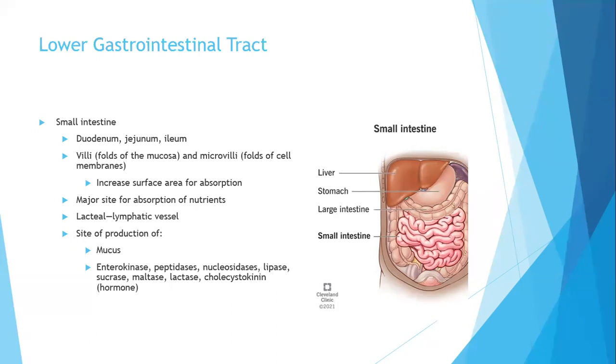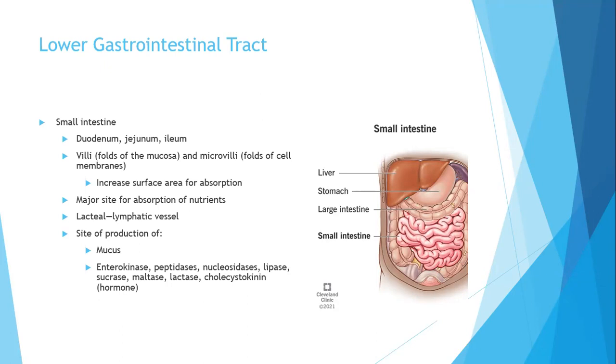So the small intestine is the major site for absorption of nutrients. There are lymphatic vessels in the small intestine that are called lacteal vessels, and they help with the absorption of fluids. It's the site of production of mucus to help the food move through, and a bunch of different enzymes. Enterokinase, I'm not going to expect you to remember that list, but lots of enzymes that break down our food and get the nutrients out of it. So yay, that's a good thing. We want the small intestine.